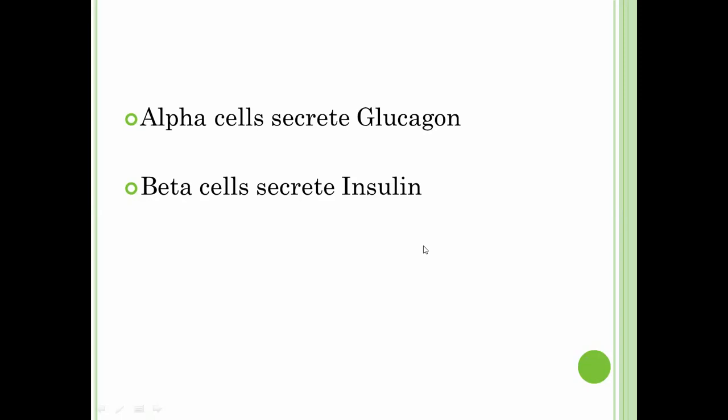Here we discuss two terms: glycogenesis and glycogenolysis. Genesis means synthesis or formation of glycogen. From alpha cells, glucagon is secreted, and the term is glycogenolysis. From the beta cells, insulin is secreted, and the conversion of excess glucose into glycogen is termed glycogenesis.